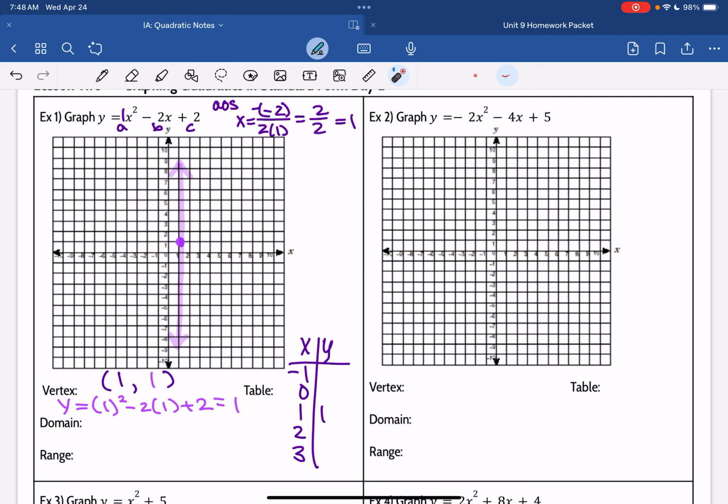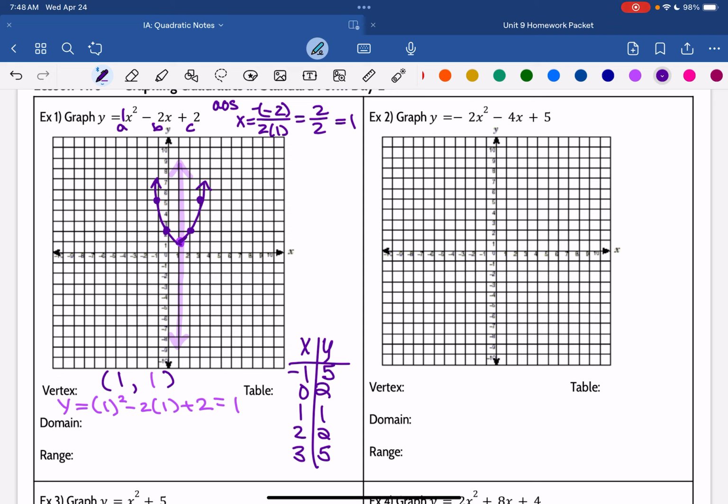Now remember, you only got to plug in half the values, so you can either plug in just the 2 and 3 or just the negative 1 and the 0. You don't got to plug in all of them. Because we've been doing this for so long, we should be pretty good at plugging in and not making mistakes. Okay, now plot the rest of our points. Okay, there is my graph.